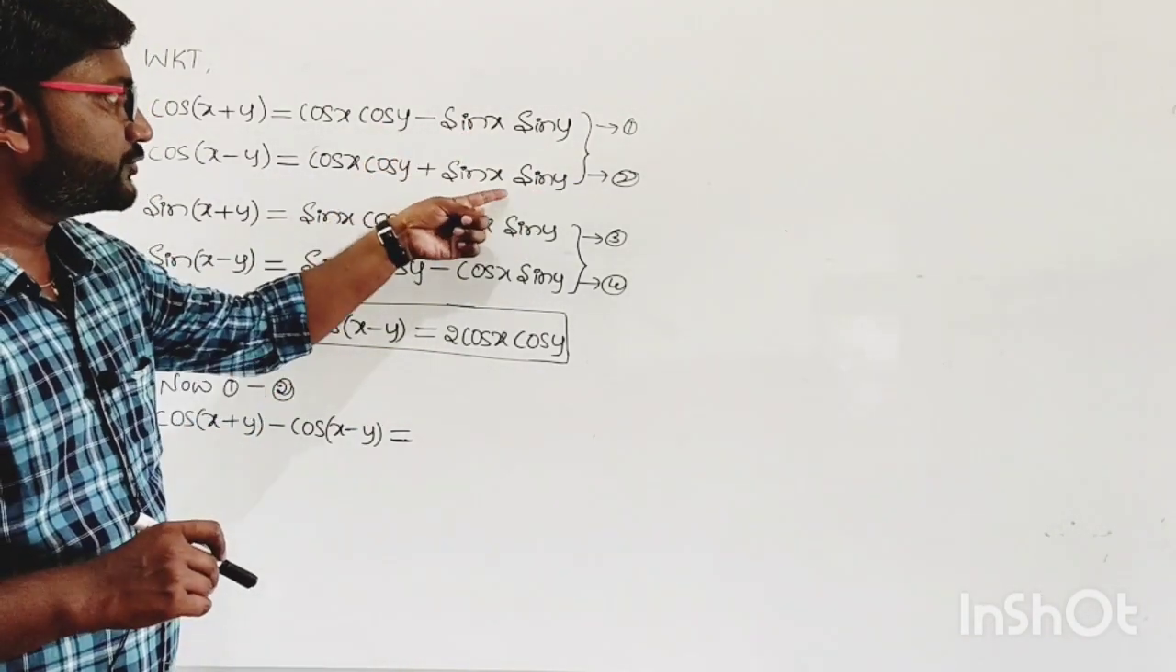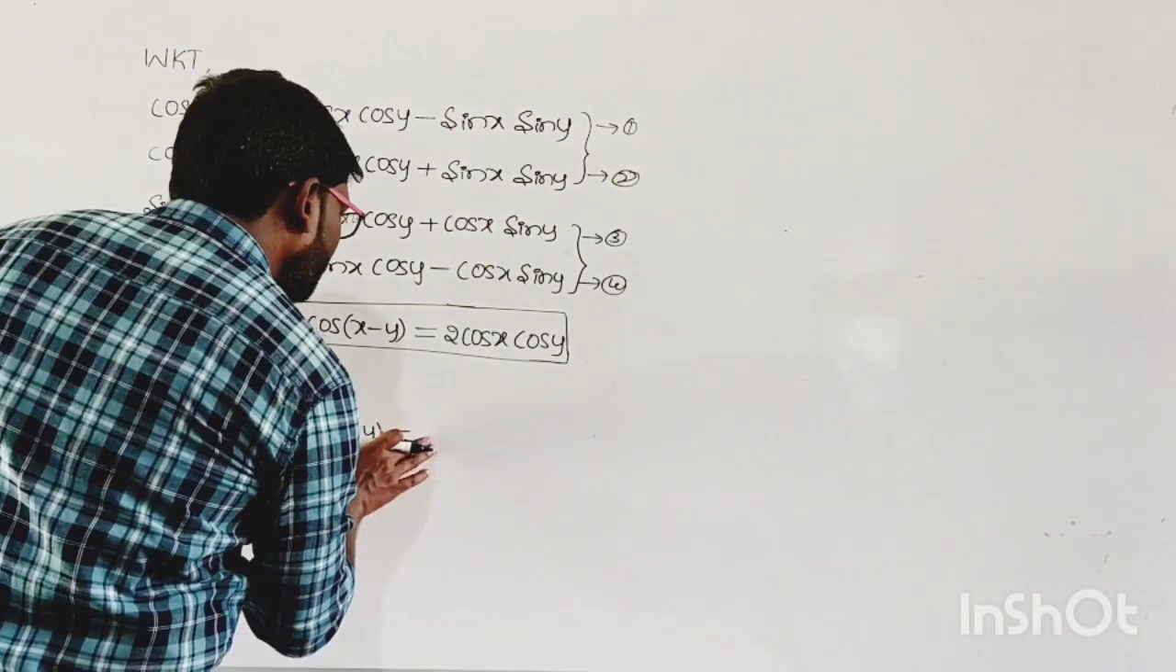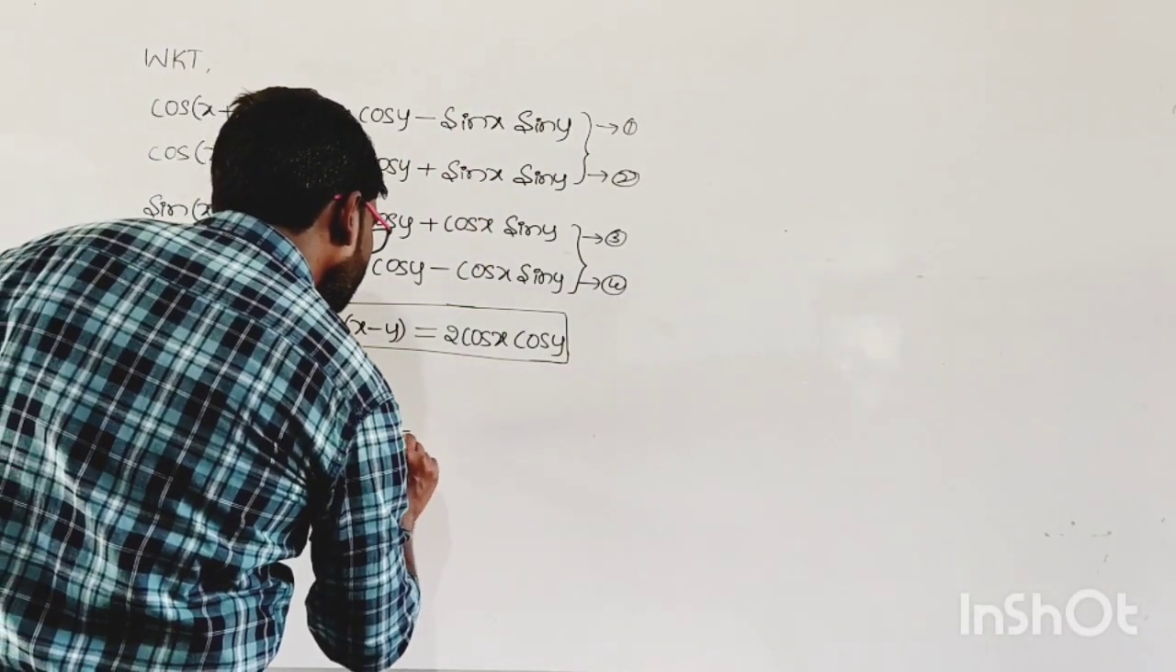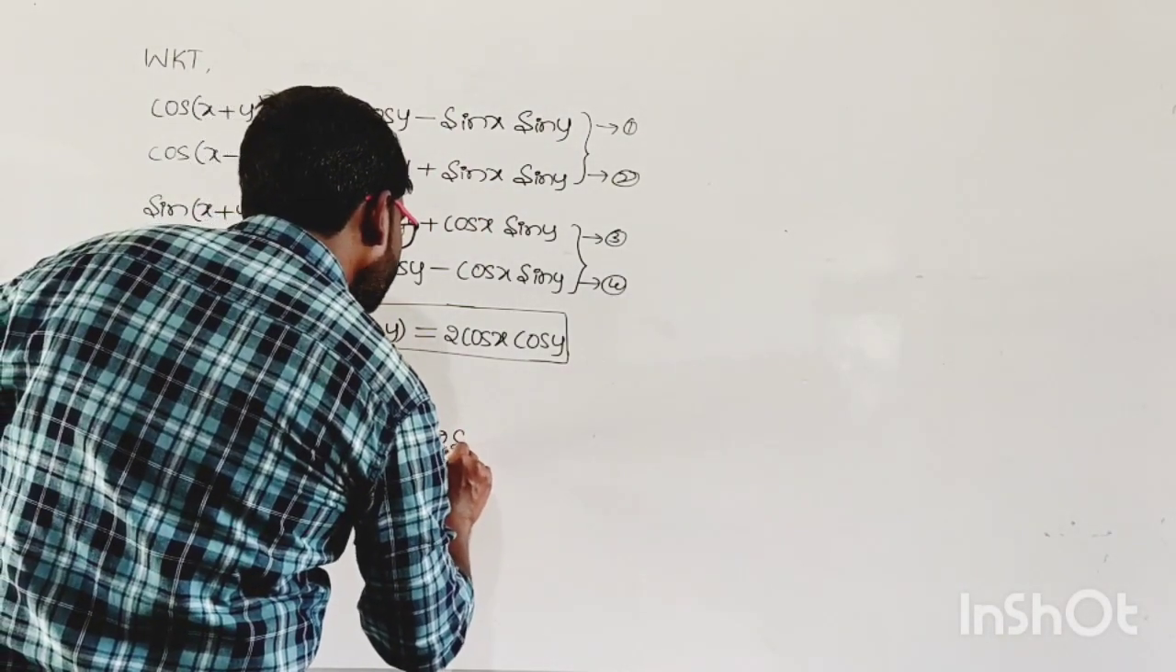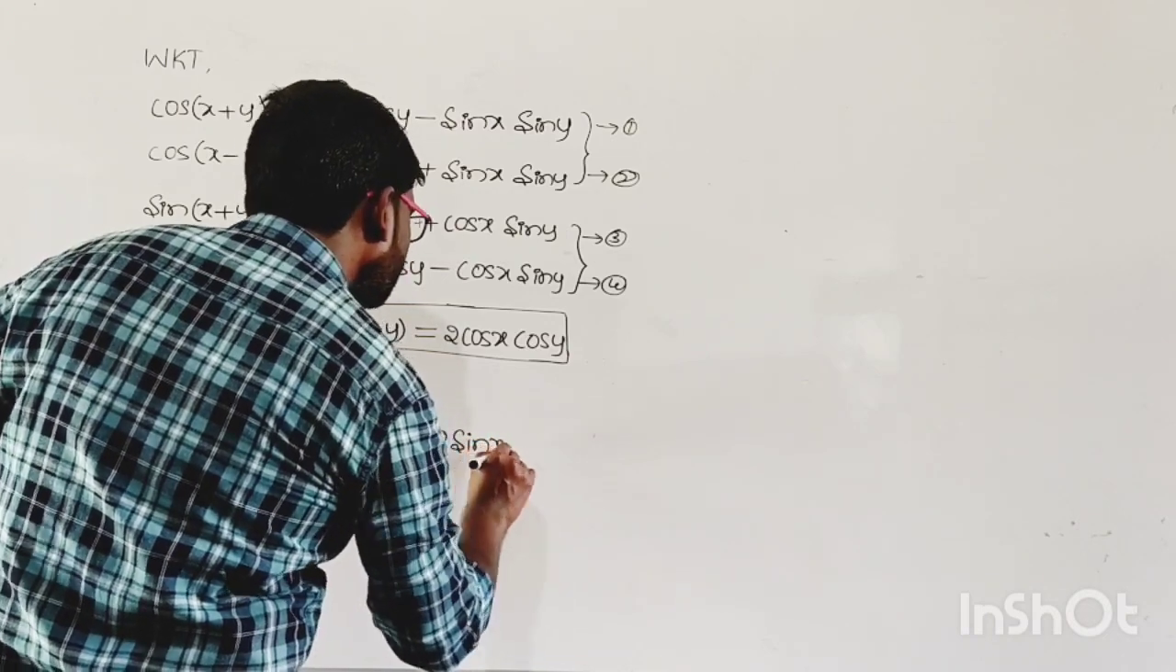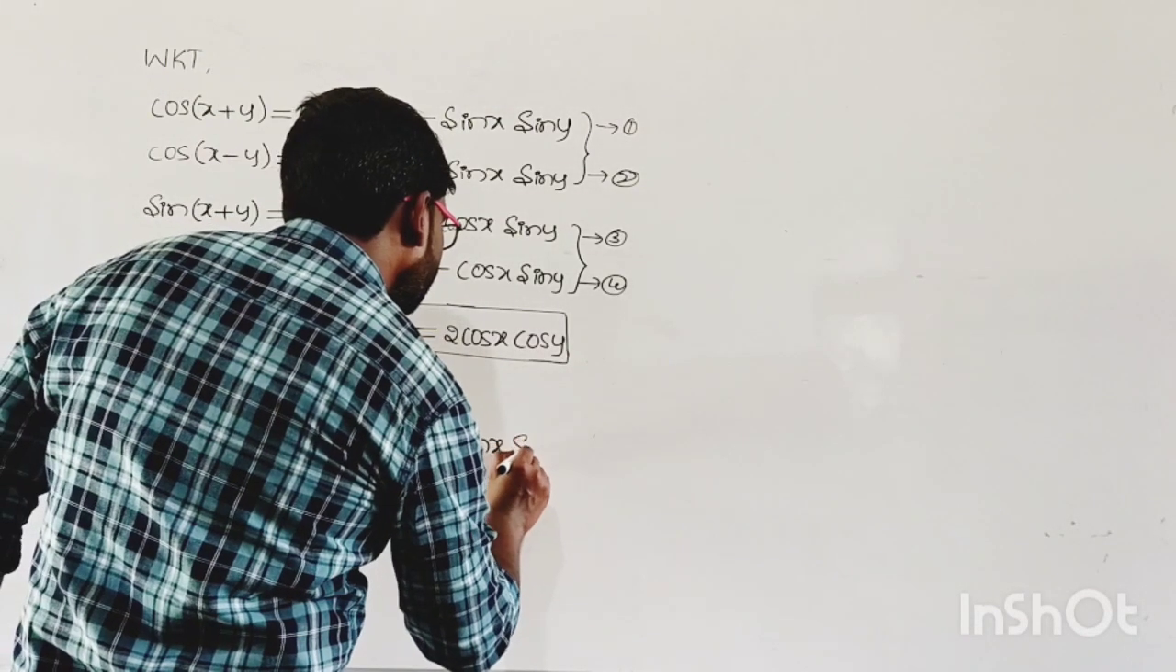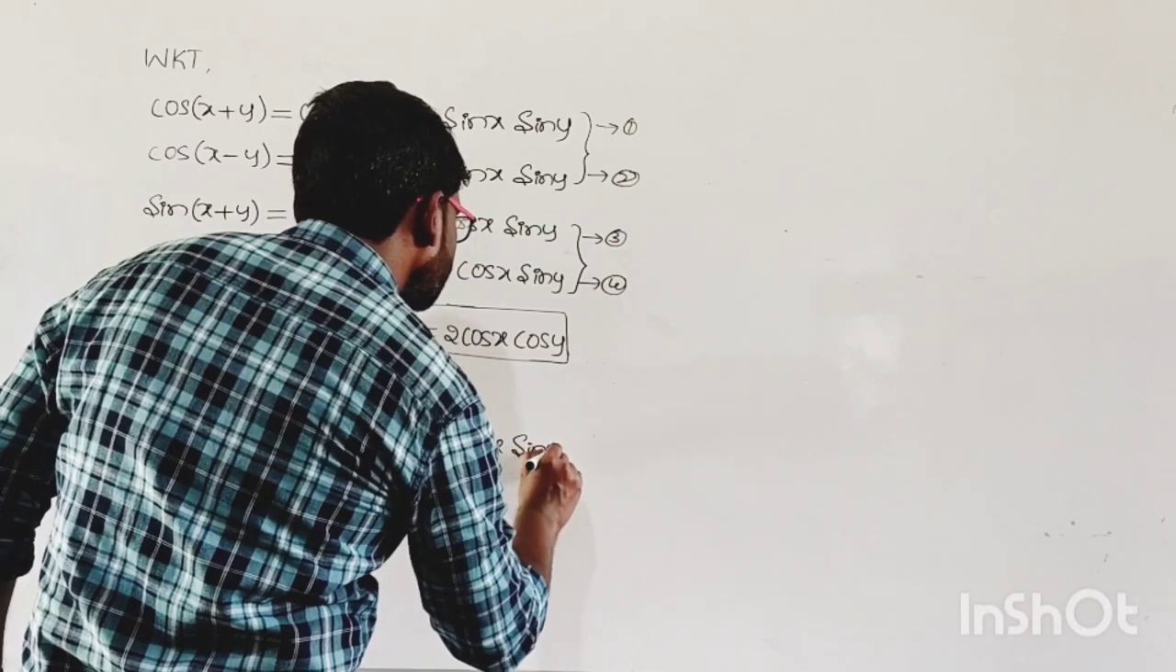So overall these two become minus 2 times sin x sin y.